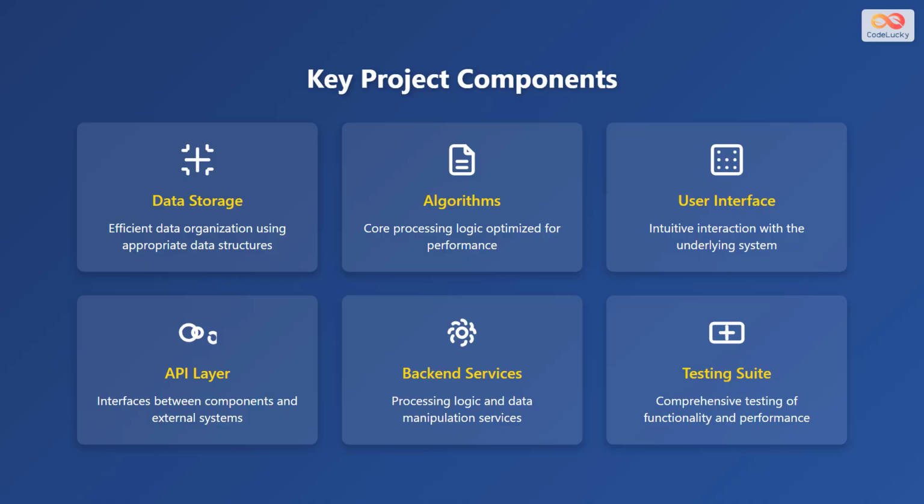These are the key project components. First, data storage, which involves efficient data organization using appropriate data structures. Second, algorithms, which are core processing logic optimized for performance. Third, the user interface, which provides intuitive interaction with the underlying system. Fourth, an application programming interface layer, which provides interfaces between components and external systems. Fifth, backend services, which consist of processing logic and data manipulation services. And sixth, a testing suite, which provides comprehensive testing of functionality and performance.